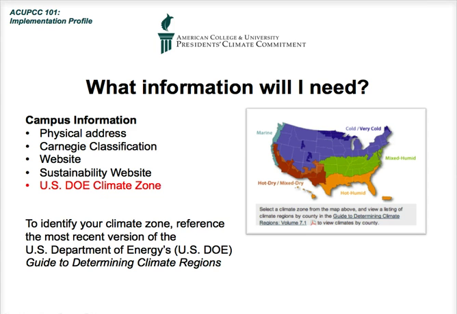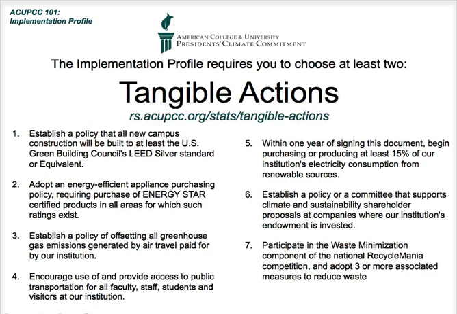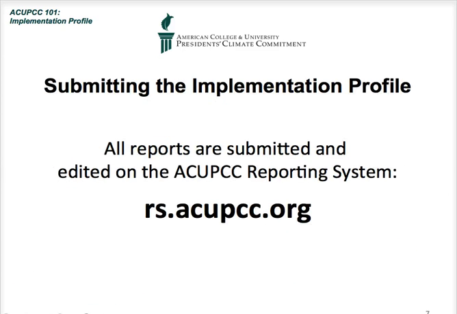In addition to these areas of information, you will also need to select 2 of 7 tangible actions that your campus will pursue. You can find out more about these tangible actions at the link listed here. Now it's time to submit the implementation profile.